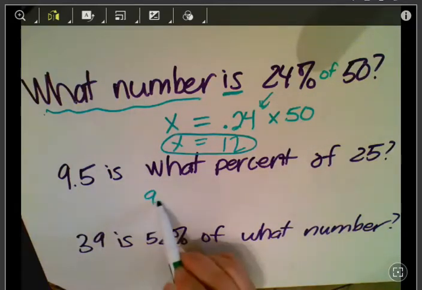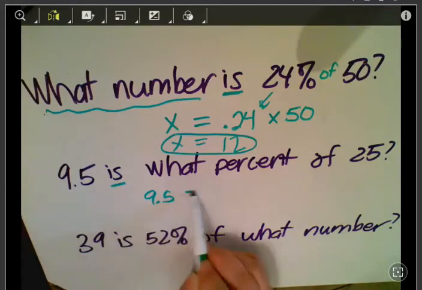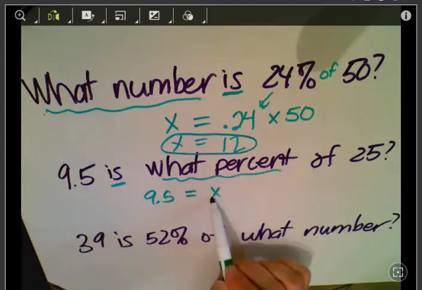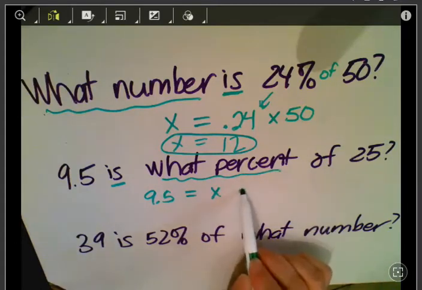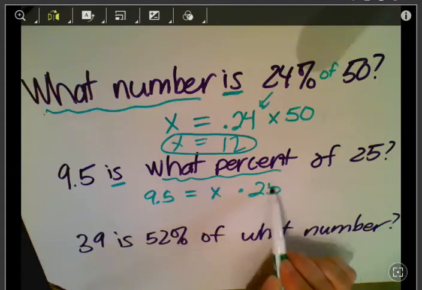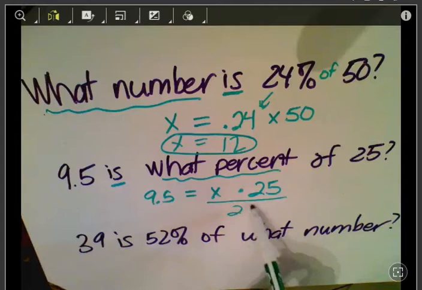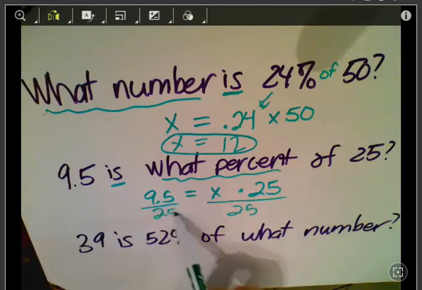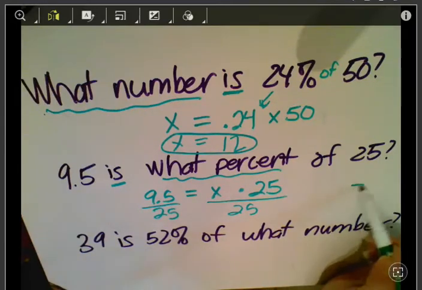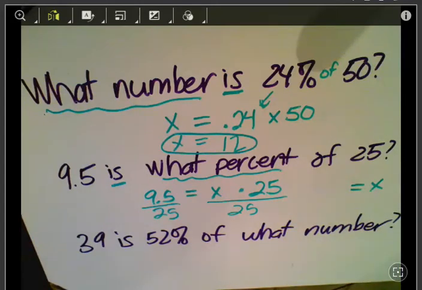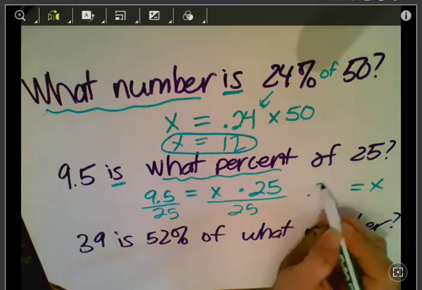So let's go to the next one. 9.5, write it down, 9.5. There's my keyword is equals what percent? Again, this is what I don't know, so this is X. Of is my multiplication, 25. So this time I have X times 25 is equal to this. I want to get X by itself, and I'm multiplying, so I do both sides the same thing. I divide by 25. So then I will get something equals X. So you take your 9.5 and you divide it by 25 and you get 0.38.